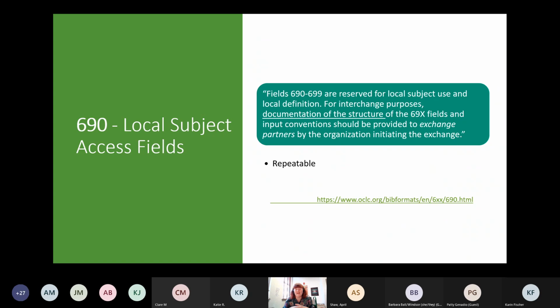And if you do make your own rules, you need to disseminate that information: how you're doing it, the scope of what you're doing, and what terms you're using. That all needs to be documented clearly and shared if one was to use the 690 fields. But if you are not in a shared catalog, that could be a way to apply terms that are important, informative, practical to your catalog. And these are repeatable again, so you can add at least three. And there's more documentation about those fields in the MARC 21 handbook.